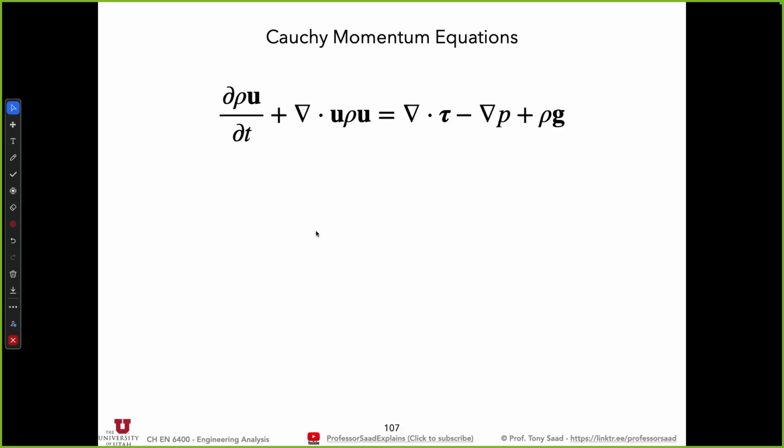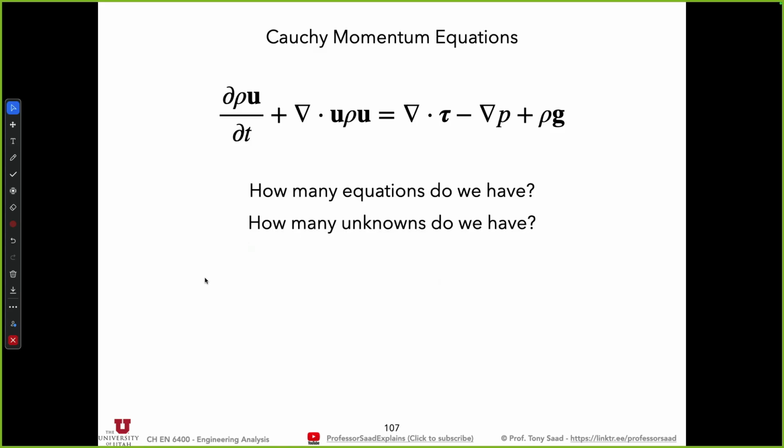Now, these are the Cauchy momentum equations. With the mass conservation equation and energy equation, let's say, I want to count how many equations we have and how many unknowns we have. If we count mass conservation, that's one equation. Momentum, we have 3 equations: u, v, and w. Agreed? And I have one energy equation and probably one equation of state. So I have 6 equations.